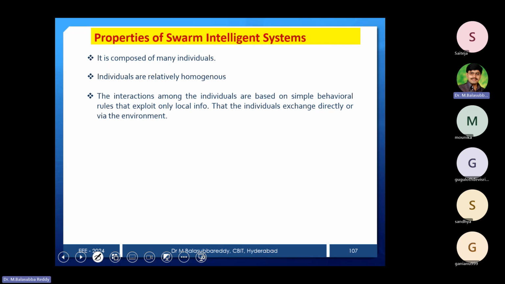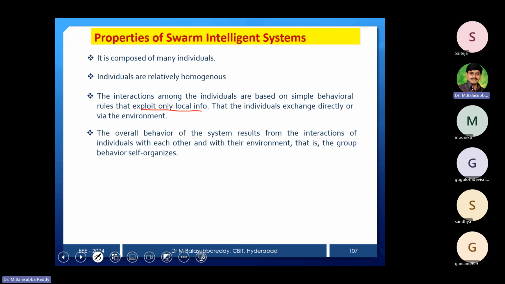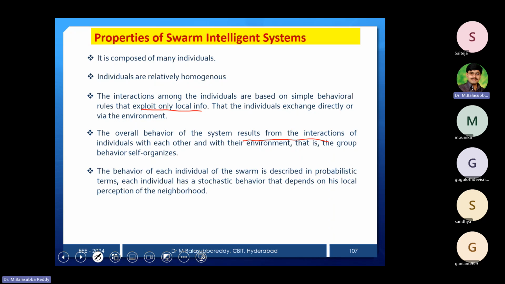Then the interactions among the individuals are based on simple behavior rules that exploit only local information. The individuals exchange information directly or indirectly via the environment, and the overall behavior of the system results from the interactions of the individuals with each other and with their environment. That is the group behavior, self-organized. And the last one: the behavior of each individual of the swarm is described in probabilistic terms. Each individual has a stochastic behavior. It depends on its local information.